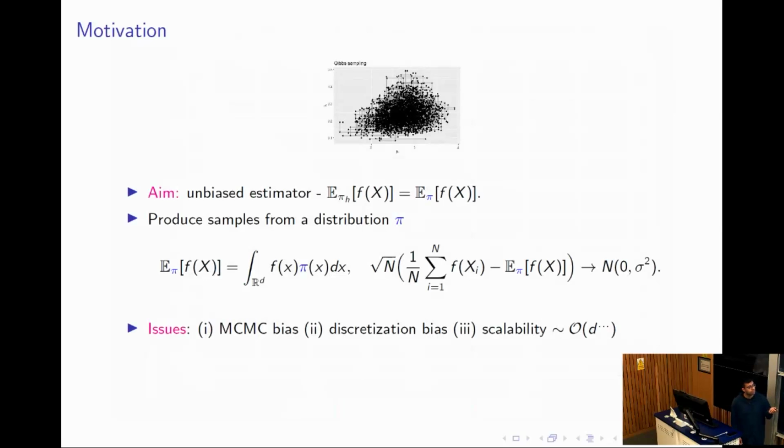As well as this, depending on how you choose your sampler or proposal, there can be a discretization bias in the case where you use a continuous-based sampler, such as MALA or ULA. As well as this, related to MCMC, there can be scalability issues related to how you choose the acceptance probability, related to the dimensionality, as well as learning multimodal distributions.